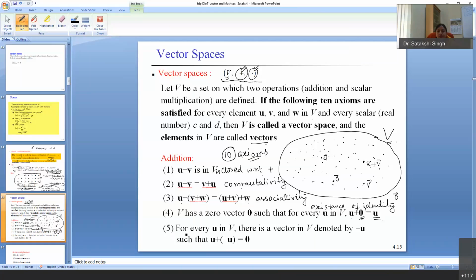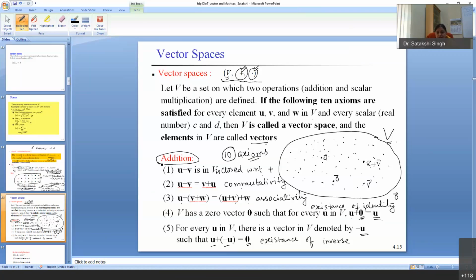The fifth property is that for every u in V, there is a vector in V denoted by minus u such that u plus minus u is equal to 0. So whenever you add u to minus u, you should get the identity element. This property is called the existence of inverse. That means there should be an inverse associated with every vector so that if you add them, you get the identity element. So these were the 5 properties related to addition.